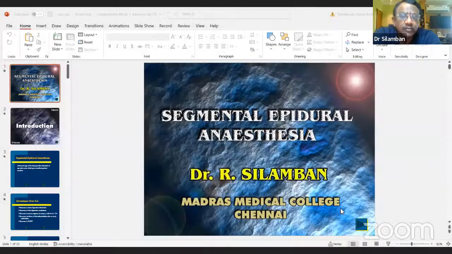I think we'll start with segmental epidurals. We'll start with the basics of lumbar and we'll move on to the cervical epidural. Let's see how each technique is being performed and how you decide on the volume for each segment and how you go about the procedure.